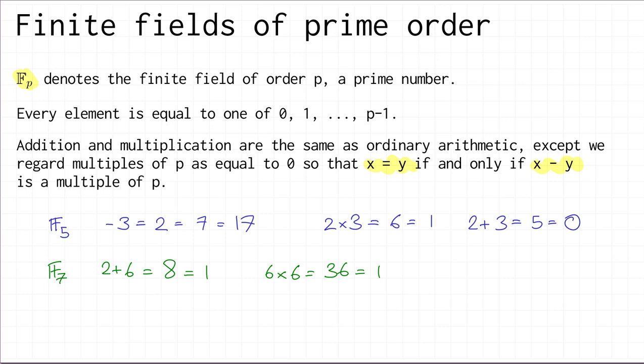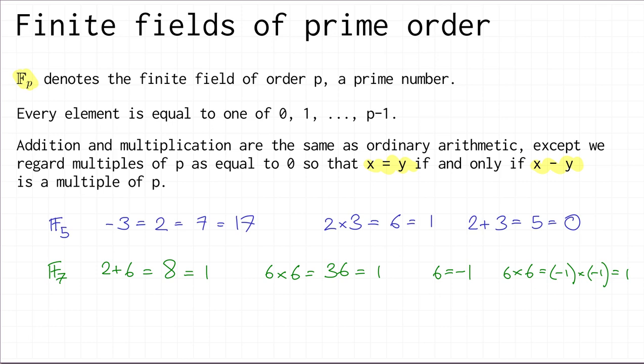But equally, you could think of this multiplication in another way. 6 will be equal to minus 1, because 6 minus minus 1 is a multiple of 7. So if we wanted to work out 6 times 6 a different way, we could say that 6 times 6 was the same as minus 1 times minus 1. And of course, minus 1 times minus 1 is 1. And you'll be relieved to see we got the same answer both ways we worked out 6 times 6. Okay, so that's how arithmetic works in these finite fields of prime order. If you've ever heard of modular arithmetic, or looked at congruence modulo something, it's exactly the same thing that's happening here. If you've not, don't worry, it doesn't matter.